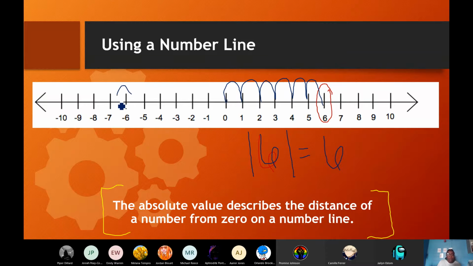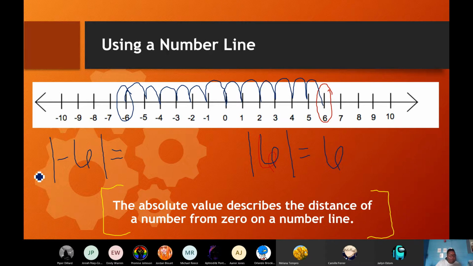Can someone tell me what is the absolute value of negative 6? 6. How did you get that answer? You're correct. How did you get that answer? By figuring out the distance in between the 6 and the 0. Very good. And so we jumped 6 spaces, 6 places, 6 units from that negative 6 to the 0.